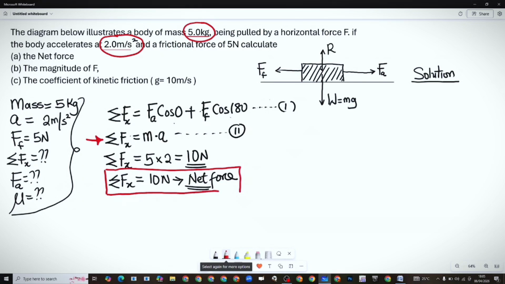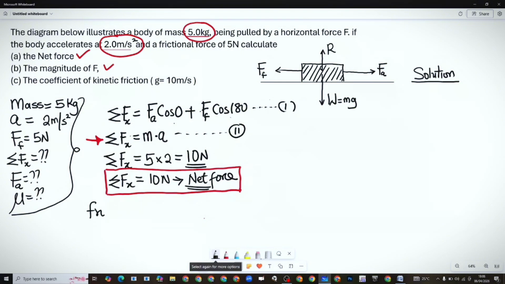Alright, next. So we can take this box, find the net force. We can take this, we got it in this one. What about the magnitude of F? It's very simple. We can now go to our equation 1. From equation 1, getting the applied force becomes easy now.